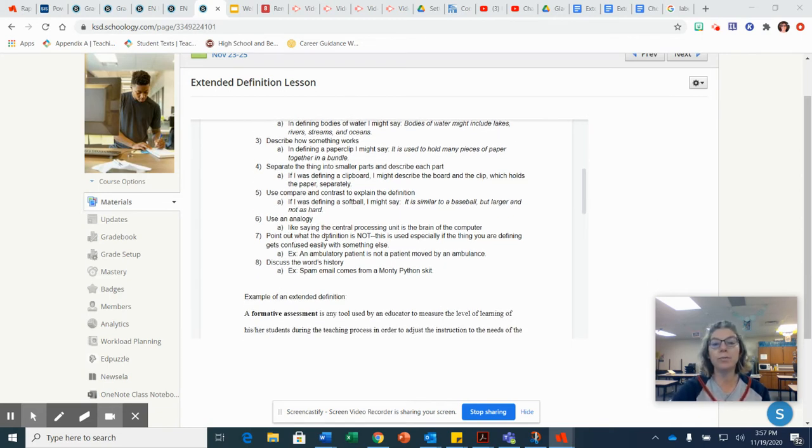So you could also point out in the definition what it is not. This is usually used if the thing that you're defining gets confused with other things. So an example would be there is something called an ambulatory patient. What that means is that patient can get up and move. They're ambulatory. But you could see how people get that confused with an ambulance. So in the definition, you might say an ambulatory patient is not a patient being moved by an ambulance, right? And then you would go on to talk about what it is.